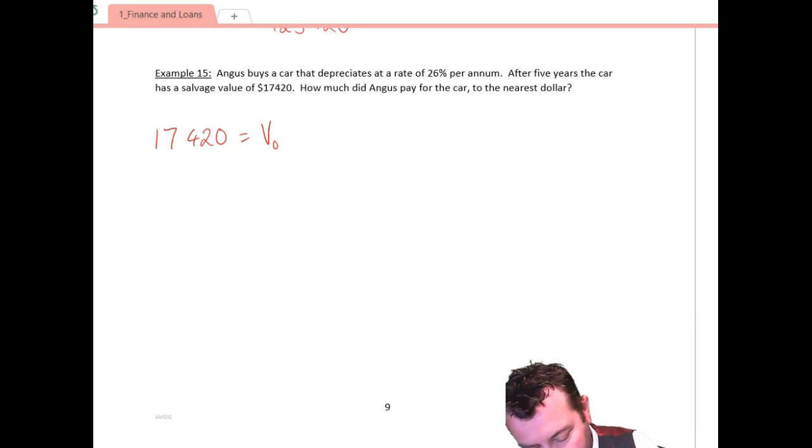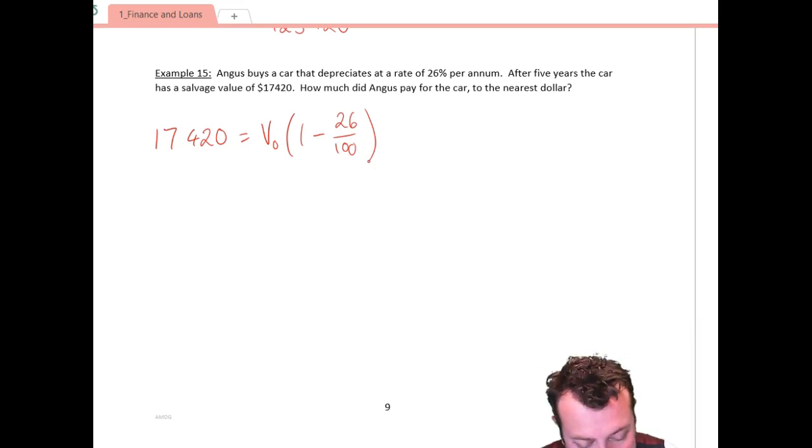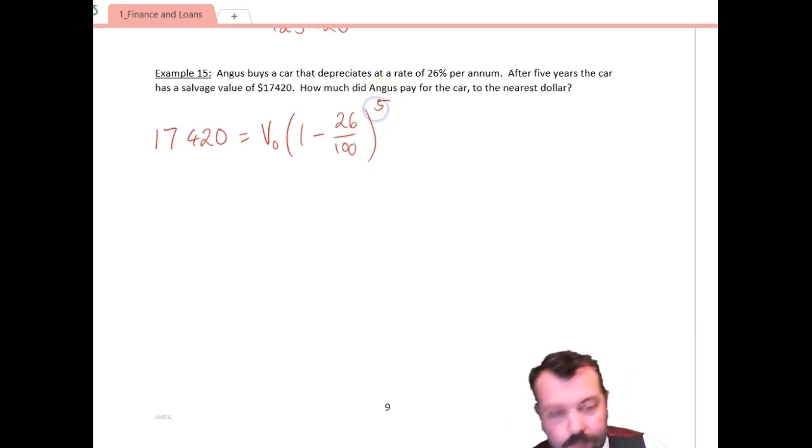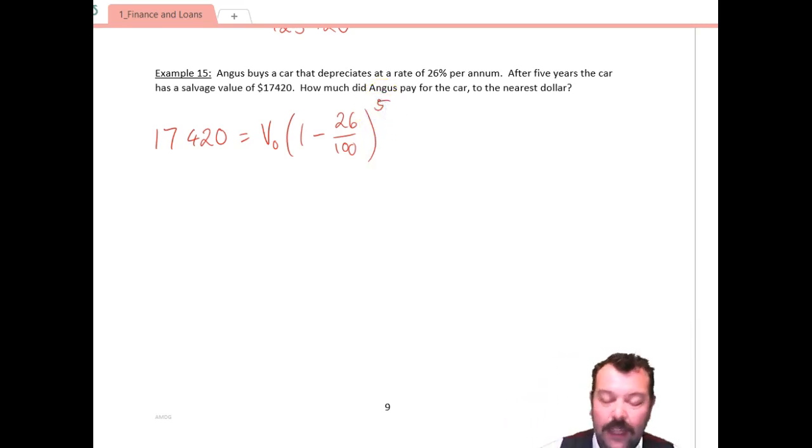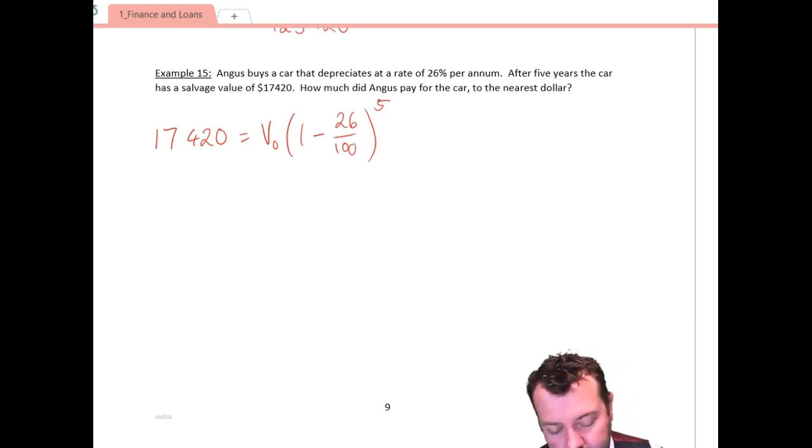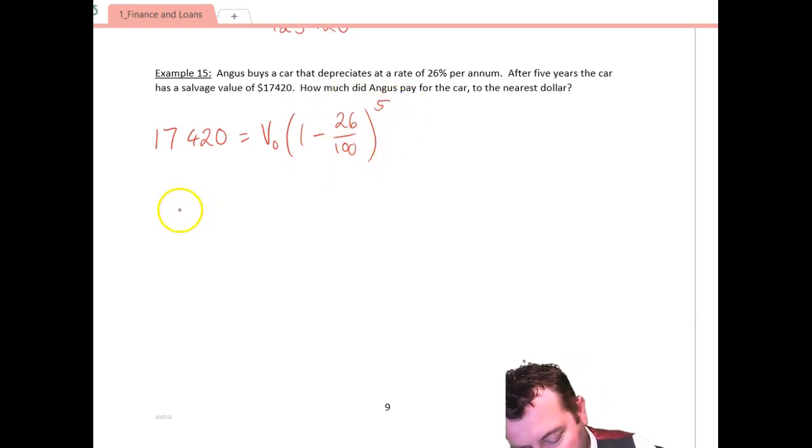outside of 1, minus the rate 26 over 100, to the power of 5. Okay, we've got that expression there. This is not a straightforward type into your calculator. I'm going to have to make V0, my initial value, the subject of that equation. I'm going to do that by essentially dividing by this whole term here. Okay, and that's going to look like this.